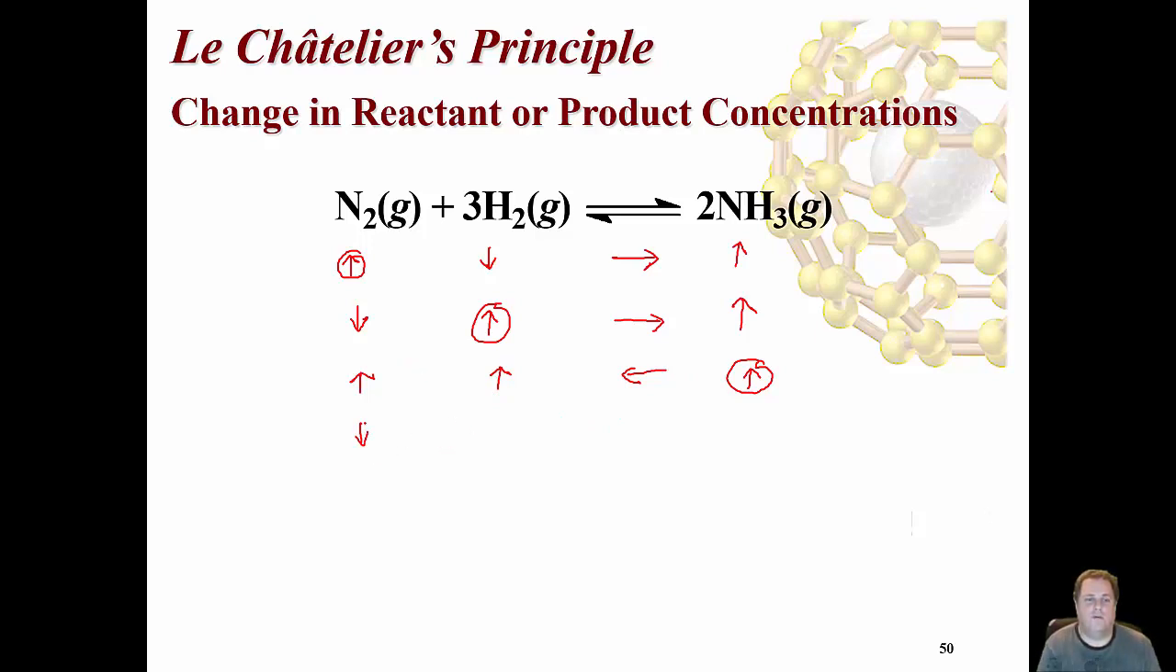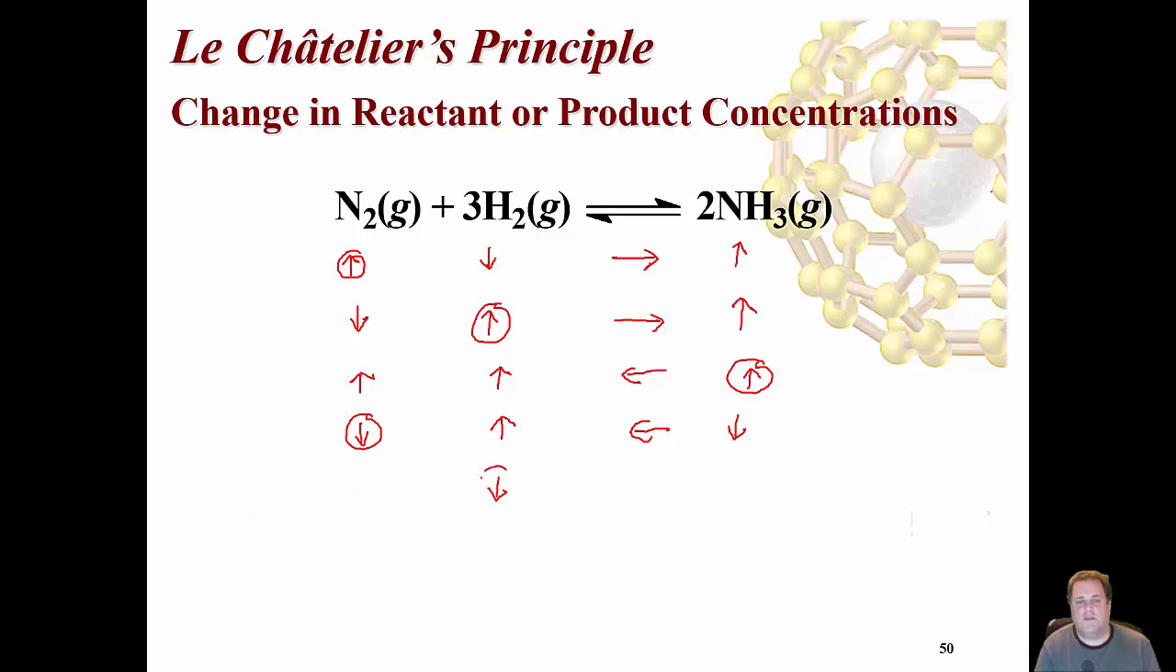Now if we remove, what do you think is going to happen? Again, the stress is not enough N2, so we need to make more. That's going to shift left, which means that's going to go down, and this is going to go up. Again, these ups and downs are compared to our old equilibrium. So we had some amount of H2 before we removed the N2. Now if we look at the concentration when we reach new equilibrium, that will be higher than it was, and NH3 will be lower.